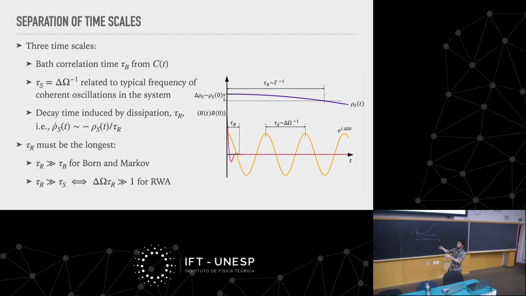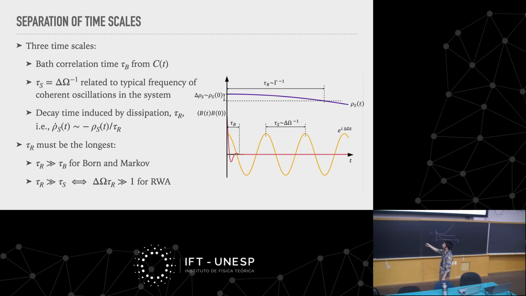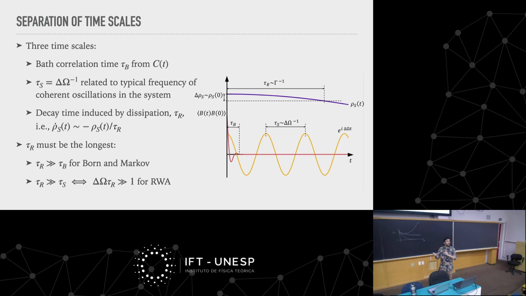And the condition for the validity of Lindblad essentially boils down to the fact that this tau r must be longer than the bath correlation time to get Born and Markov. They usually tend to go together. And then it must be longer than this tau s. So the system essentially must be fast also with respect to dissipation. So it's always, yes? Tau S and tau B can be whatever they want. There is no obvious relationship between the two, yes.